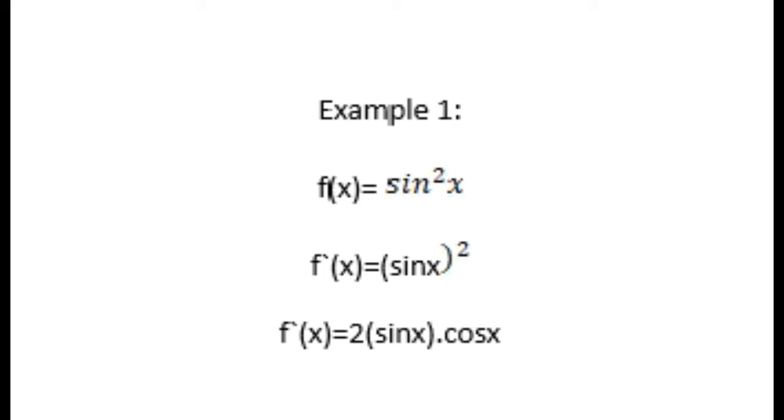So the next thing to do is to apply the chain rule on this. It will become 2 times the quantity of sine x, and then the derivative of sine, which is the cosine. So now we have the final answer: f prime of x is equal to 2 times the quantity of sine x times cosine x.